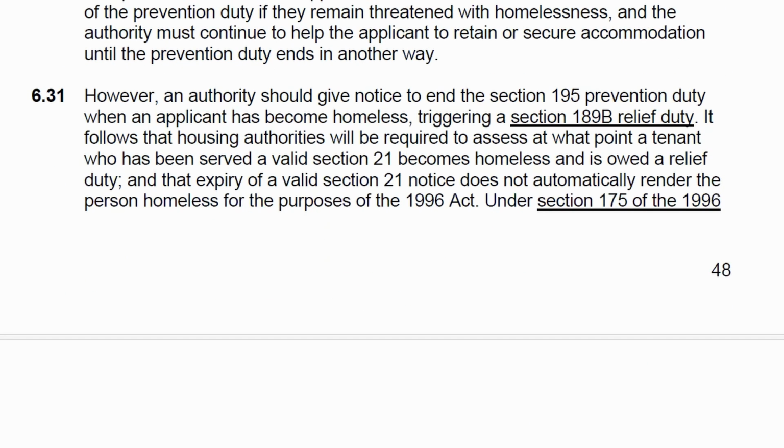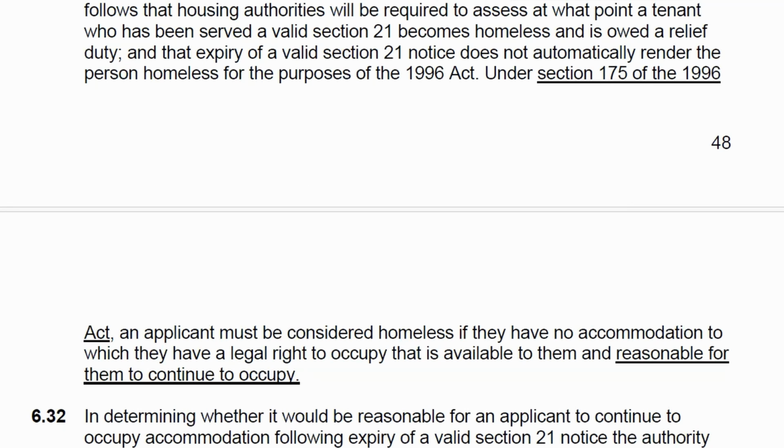6.31. However, an authority should give notice to end the Section 195 prevention duty when an applicant has become homeless, triggering a Section 189B relief duty. It follows that housing authorities will be required to assess at what point a tenant who has been served a valid Section 21 notice becomes homeless and is owed a relief duty, and that expiry of a valid Section 21 notice does not automatically render the person homeless for the purposes of the 1996 Act. Under Section 175 of the 1996 Act, an applicant must be considered homeless if they have no accommodation to which they have a legal right to occupy that is available to them and reasonable for them to continue to occupy.